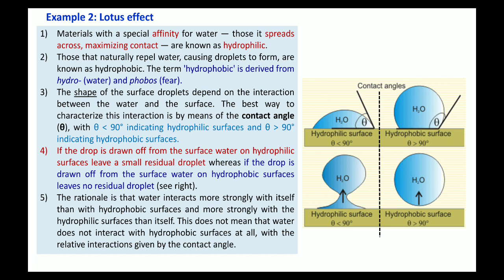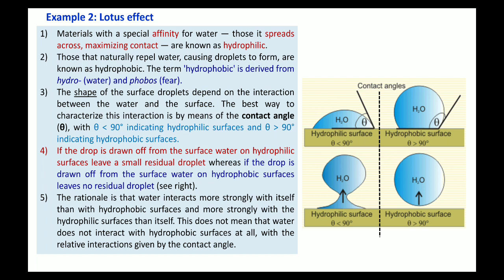You can see the hydrophilic surface shown in the image on the top left-hand side, and you can see the contact angle there. The contact angle is less than 90 degrees. If the contact angle is less than 90 degrees, it means the contact of water with the surface is higher, and then we call that surface a hydrophilic surface.